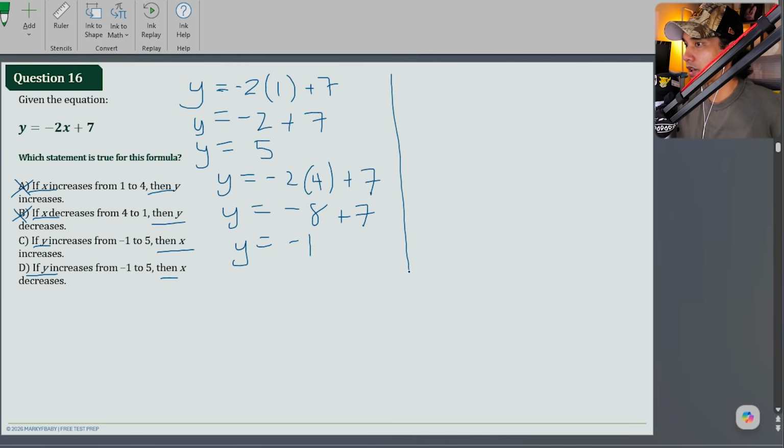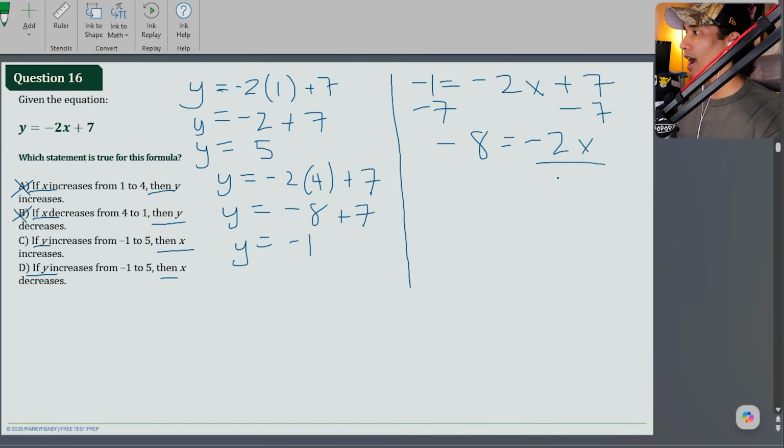If y increases from negative 1 to 5, then x increases. Now I have to replace negative 1 and 5 for y. So I am going to plug in negative 1 into y. Negative 1 is equal to negative 2x plus 7. Minus 7, I get negative 8 equals negative 2x. Divide by negative 2, I get x equaling 4.